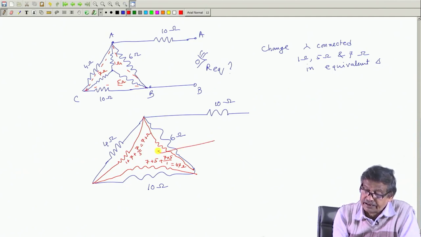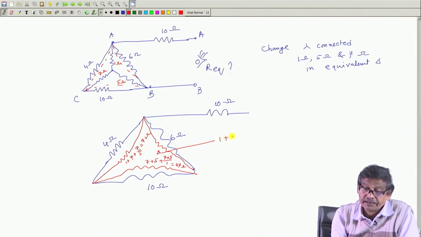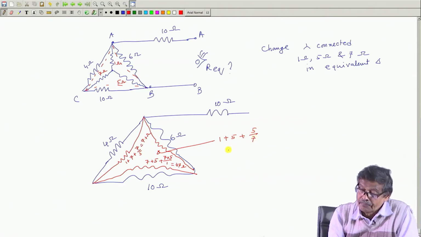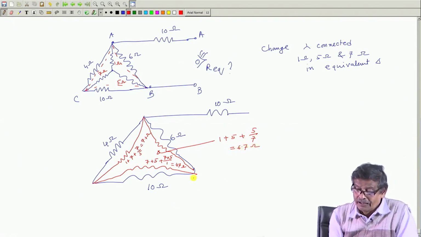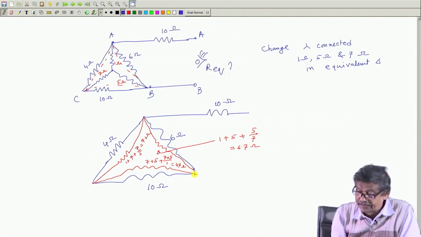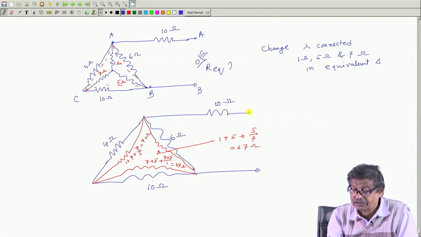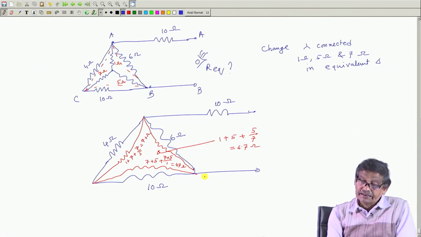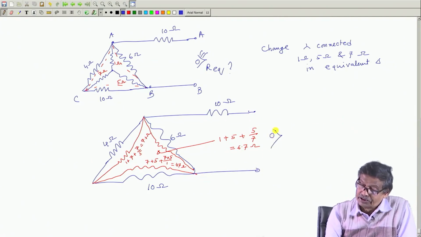If I write it here, it will be 1 ohm plus 5 ohm plus 5 by 7, 6.7 ohm or so. Now, I will not carry on with this calculation, I just told you this is this portion. Then I have been asked to calculate the equivalent resistance of this.